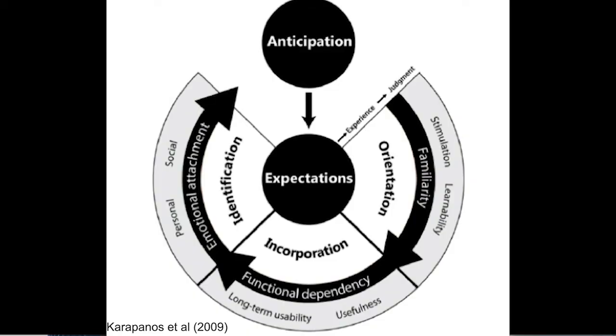Karapanos et al. theorized the process by which users integrate a new technology into their lives, and this follows 4 major nodes, and this might be useful to you. Let's take the example of the home IPA like Alexa. There is the phase of anticipation, users anticipating what Alexa might do for them while they wait for it in the mail. There's a phase of orientation when people are playing around with the device and they don't really know what to do with it quite yet.